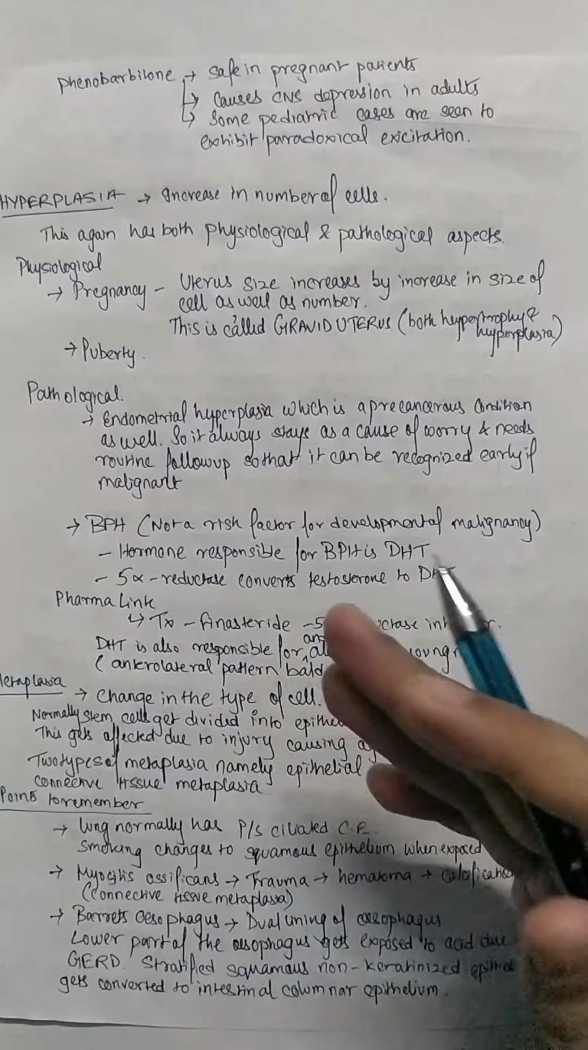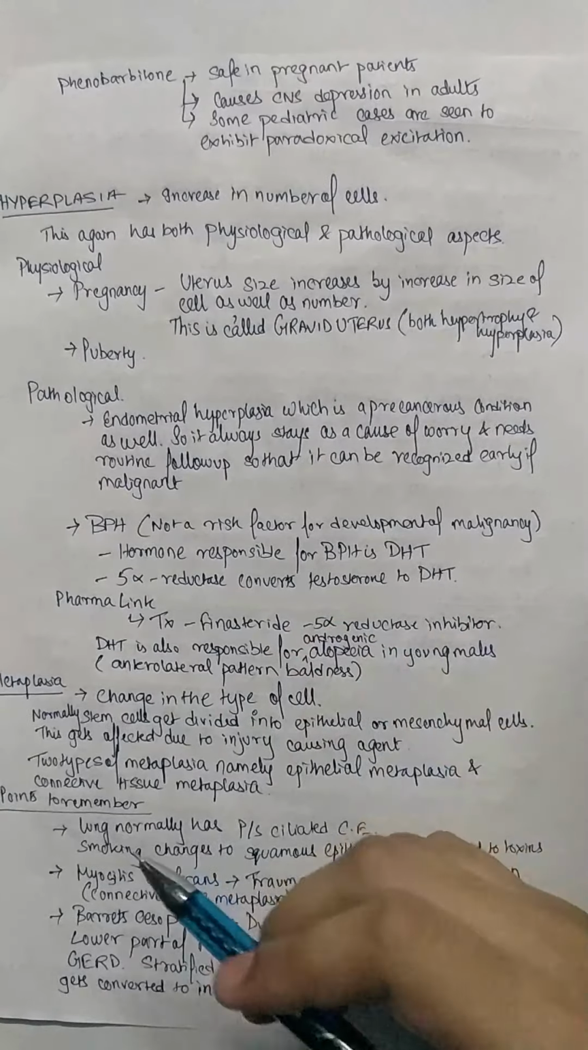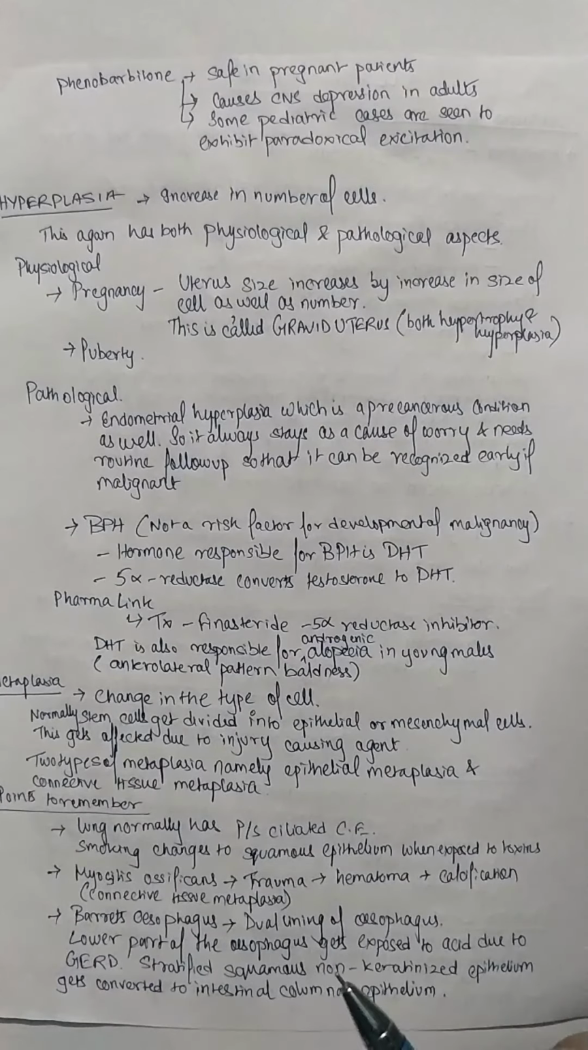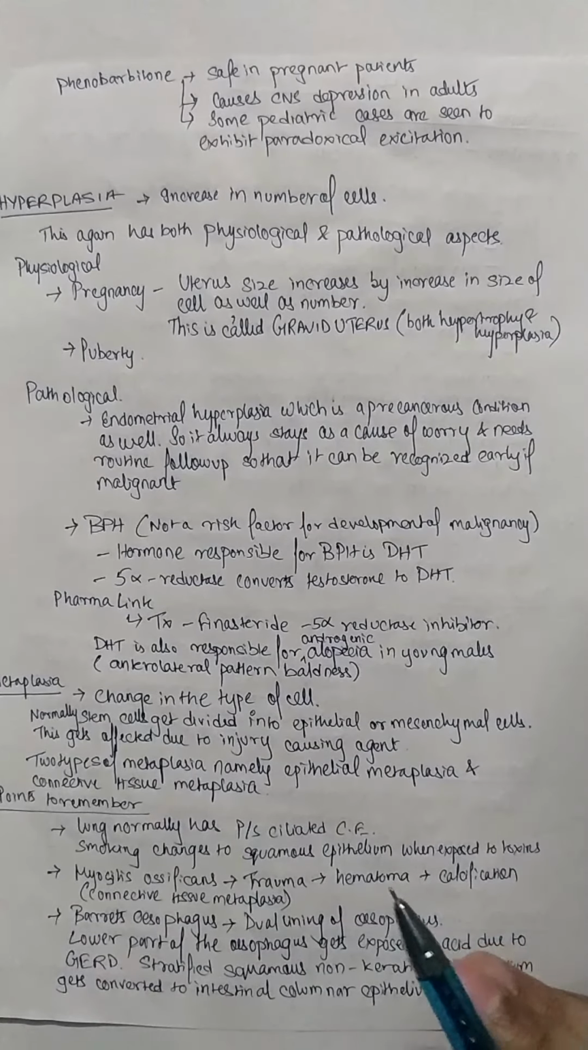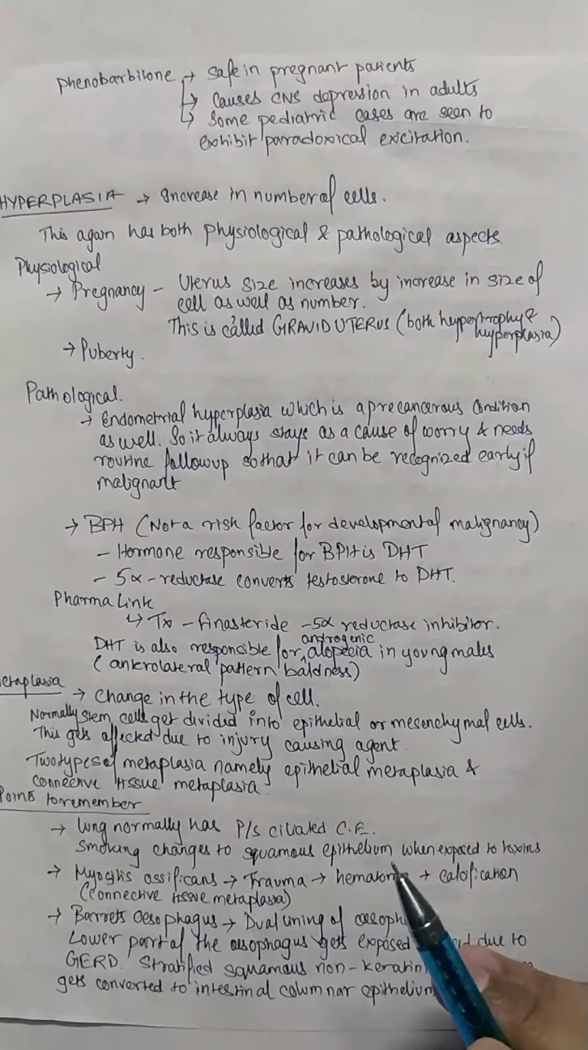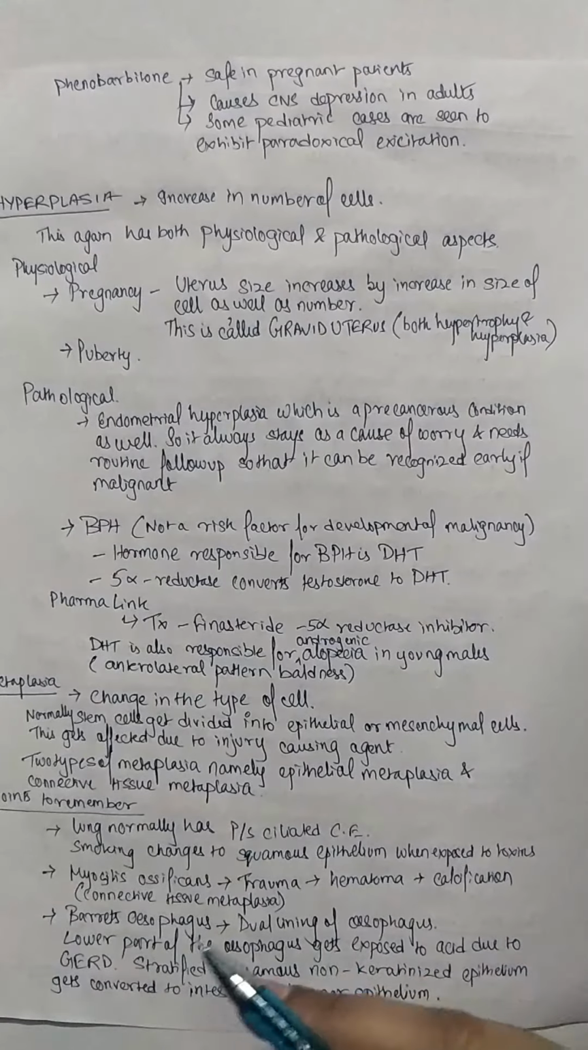So the last cell adaptation which I'm going to talk about is metaplasia. Metaplasia is the change in the type of cell. So if there is an adaptation where the cell type is changing, it is going to be metaplasia. Now let me tell you the mechanism.